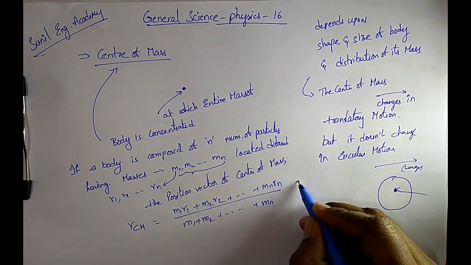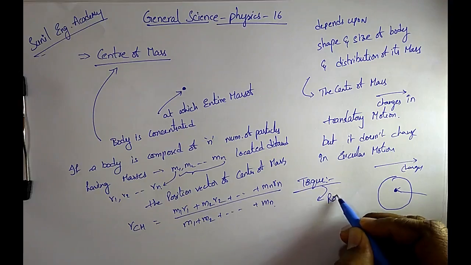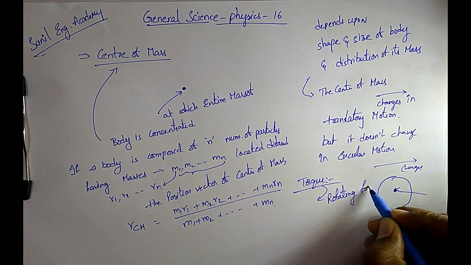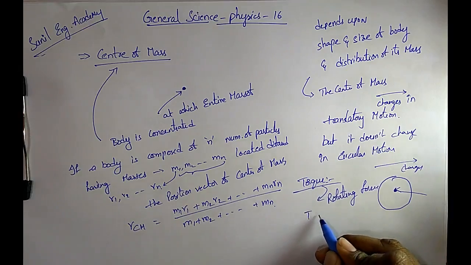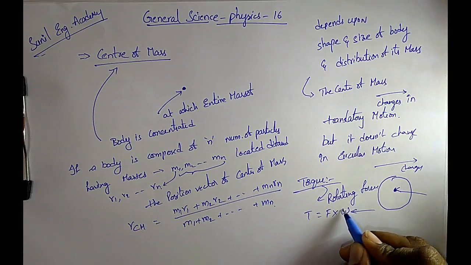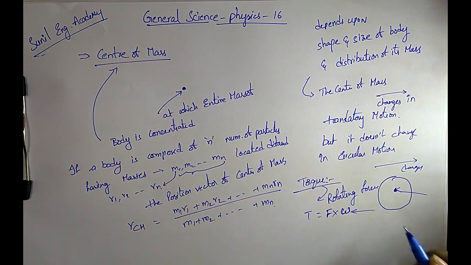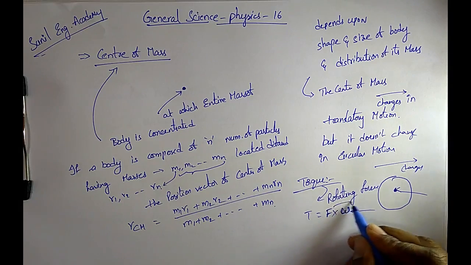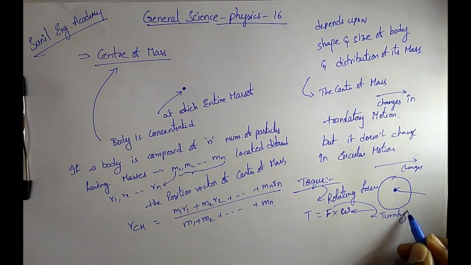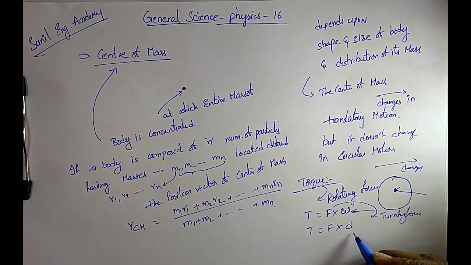Okay. And the next important one is torque. Torque is nothing but a rotating force. We can define this torque equal to force into angular velocity. Omega is angular velocity, that is the force in rotating direction. Or we can call it a turning force. And also we can define this torque equal to force into distance, where d is the perpendicular distance of force from the axis of rotation.